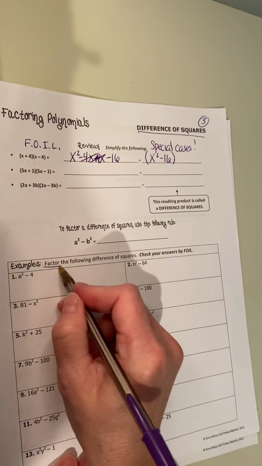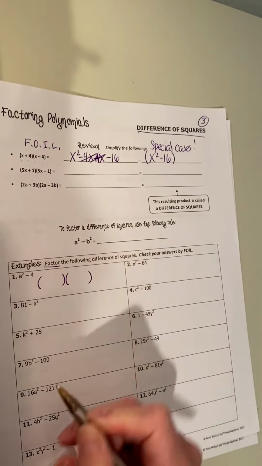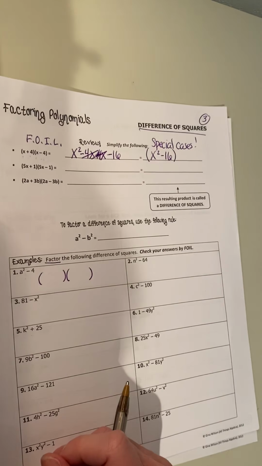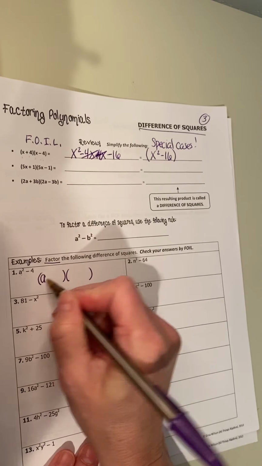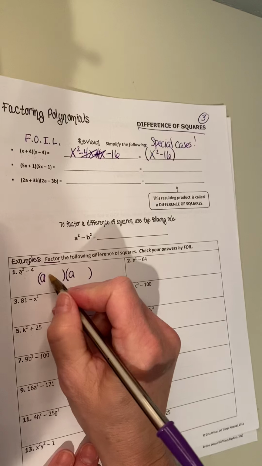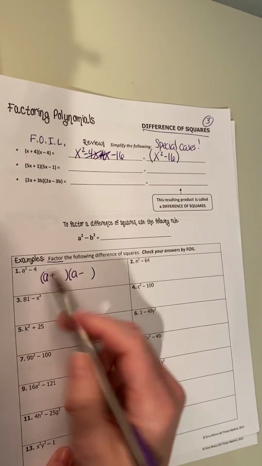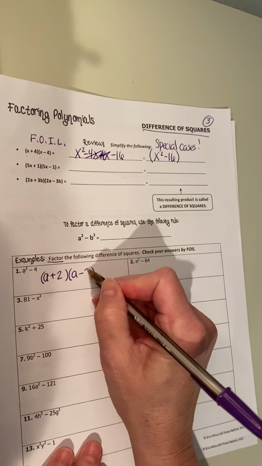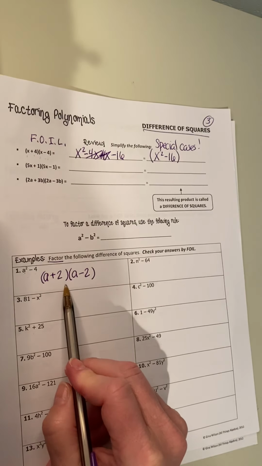So when I go to factor a squared minus 4, I'm going to set it up with my 2 sets of parentheses. And what's the square root of a squared? It's a. So I'm going to put an a in both of those positions. And then one of them has to be a plus, one of them has to be a minus. And now what is the square root of 4? Well, that's a 2. So this is simplified form, this is factored form.